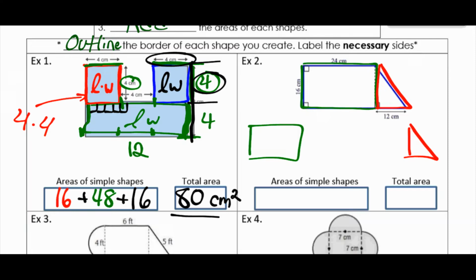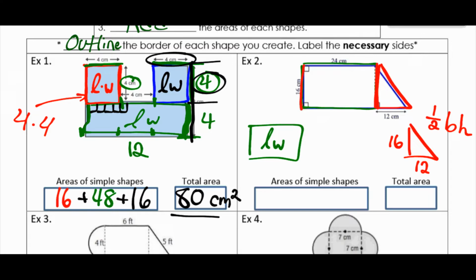So for a rectangle, we need a length and a width. For a triangle, the area formula is 1/2 base times height. So I need a base and a height. The base actually is given to me, that's 12. And the height is pretty much given to me. If this is a rectangle, these two sides are the same, so that's 16.